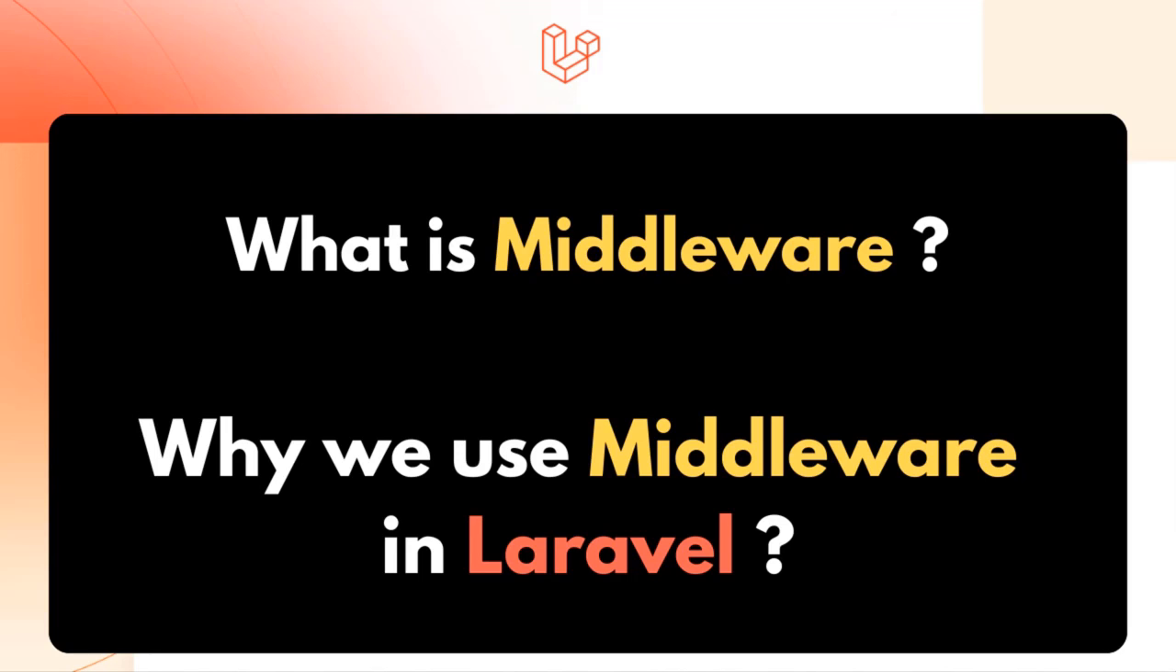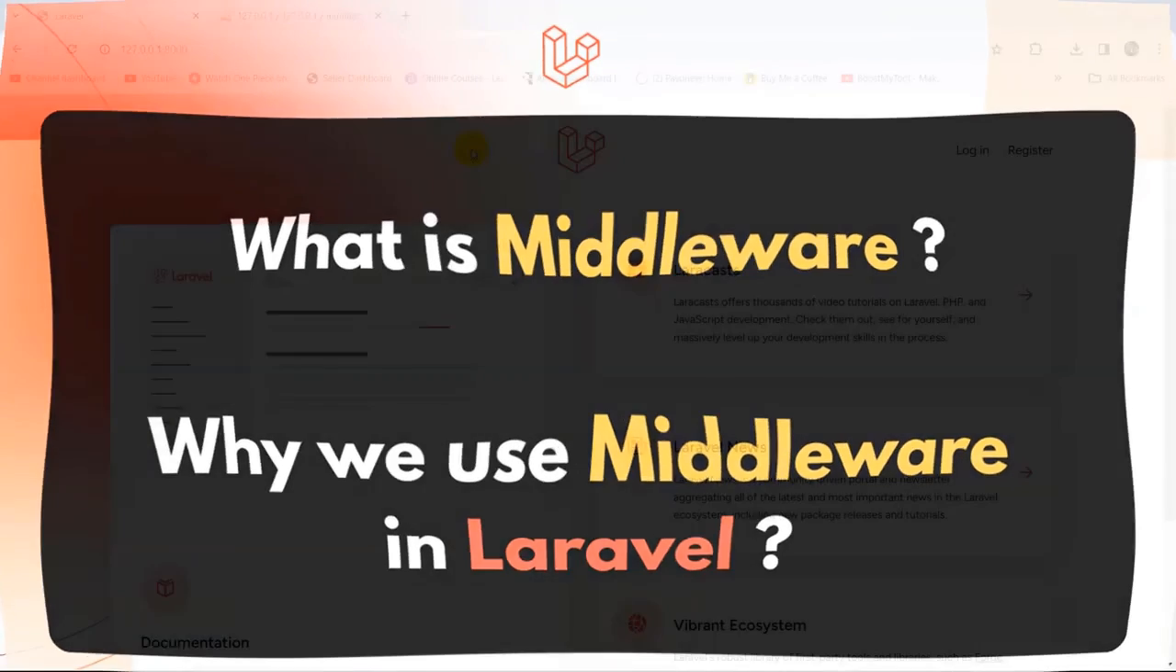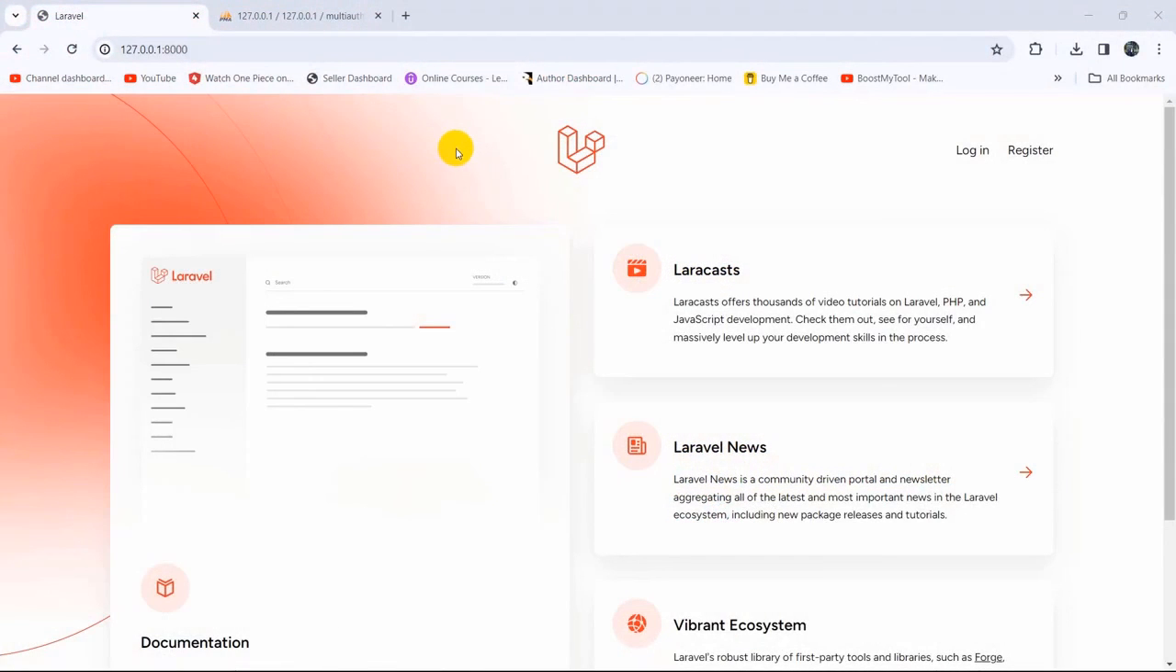We can also use middleware for age as well. If the user age is below 18, then we will not let that user have access to that certain page. We can also use middleware like this as well. So right now, let me just show you how we can use middleware in our Laravel project. So here you can see this is a Laravel project and we have login and register option over here.